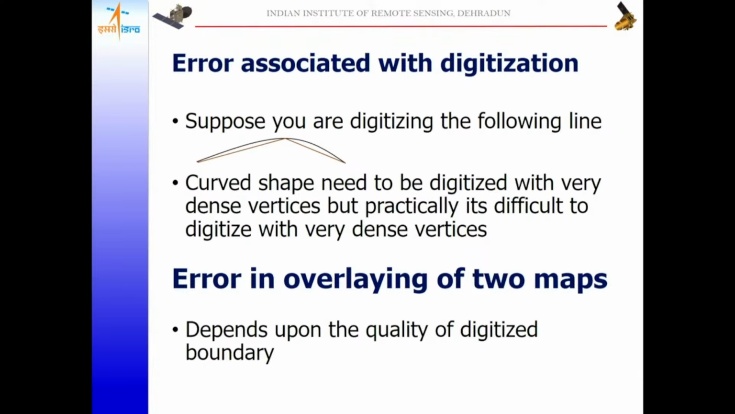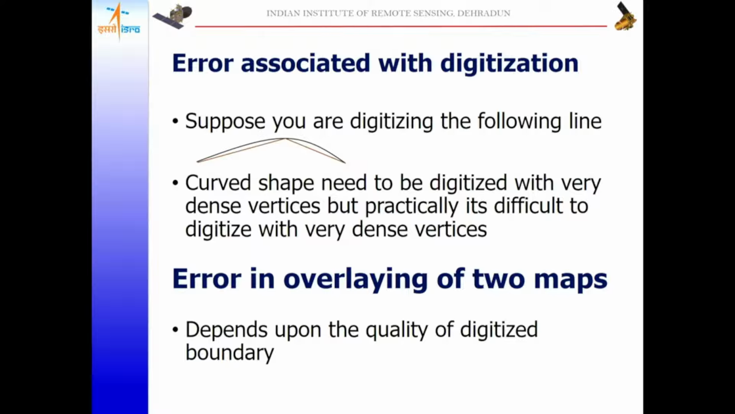Error associated with the digitizations, like one road network, it is there, it's looking smooth. When you are digitizing, you need a number of points, a number of vertices, to digitize it, which may practically not be possible to fix that many. Because of that, smoothness will come, but actually the points may look like, not that much smoothness we can expect. So that error can be there.